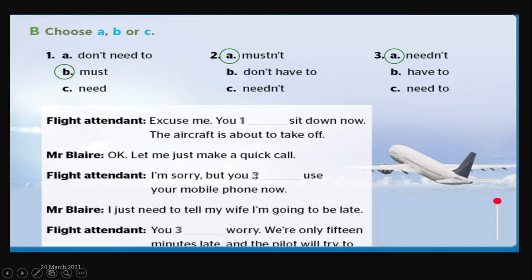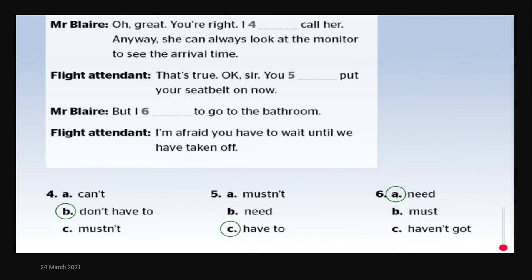I'm sorry, but you use your mobile phone now. Again, you must use your mobile phone now. So I cannot use this one by the rule. Excellent. Number 3. You worry, you were only 15 minutes late and the pilot will try to fix it. You don't need to. There is no need to worry about this one. Excellent. Continue with number 4.